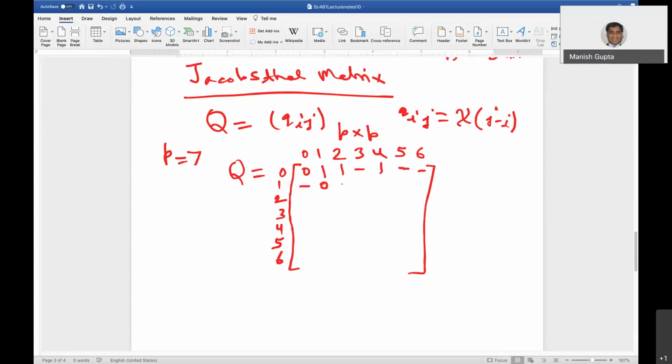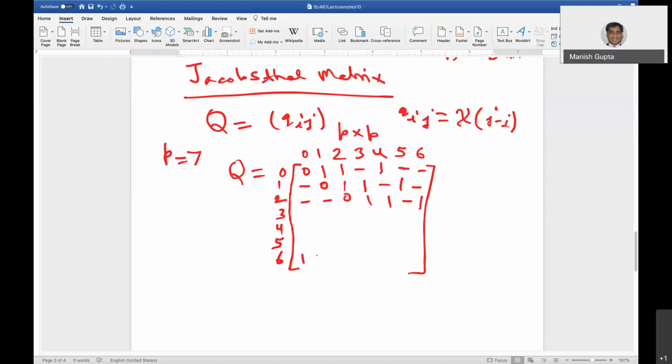0, 1, 1, -1, 1, -1. Okay? Here it is minus, -1, 0, 1, 1, -1, 1. Right? So this is how you can construct it completely. I'll just write down a few lines here.